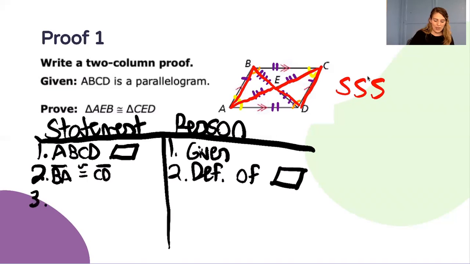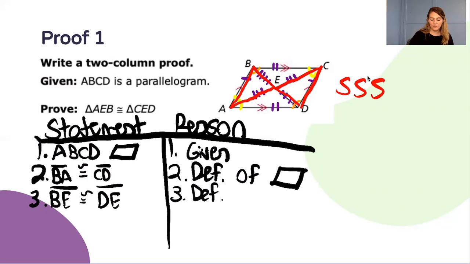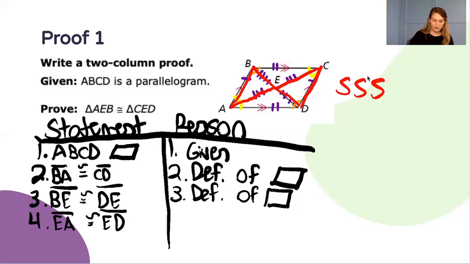Then I'm going to say that BE is congruent to DE. I know that for the same reason. Finally, I can say that EA is congruent to ED. Sorry, not ED, EC. Gotta remember my diagonals, because of the definition of a parallelogram.